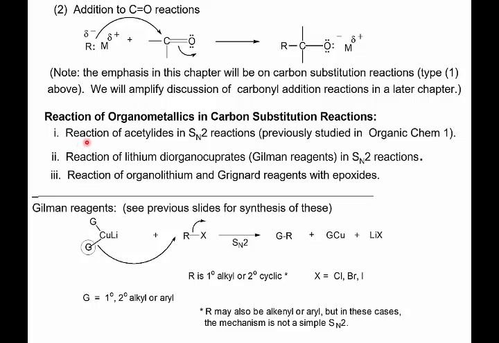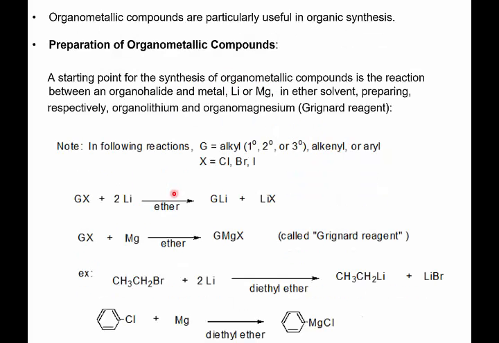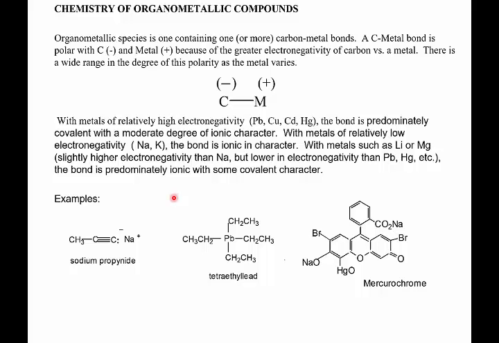One is a reaction of an acetylide with a carbon substrate in an SN2. Now, I'm not going to belabor that reaction. It was something that we previously studied in the first semester of organic. Just to call attention to, in fact, an example of at least the organometallic involved there, it's this.